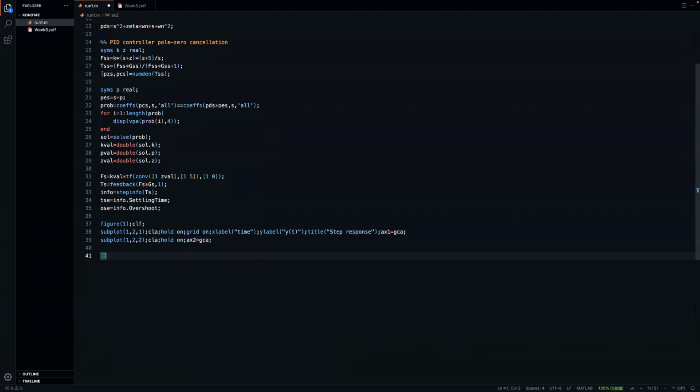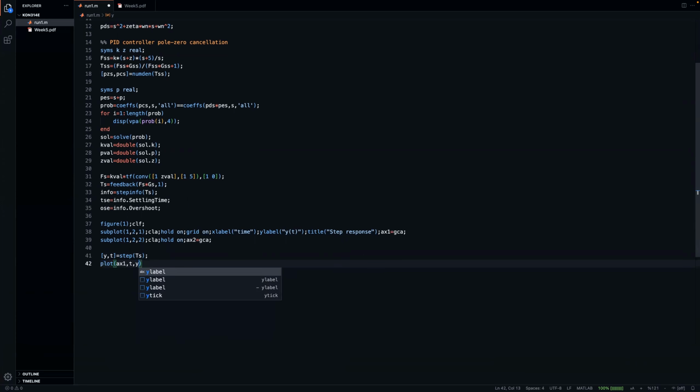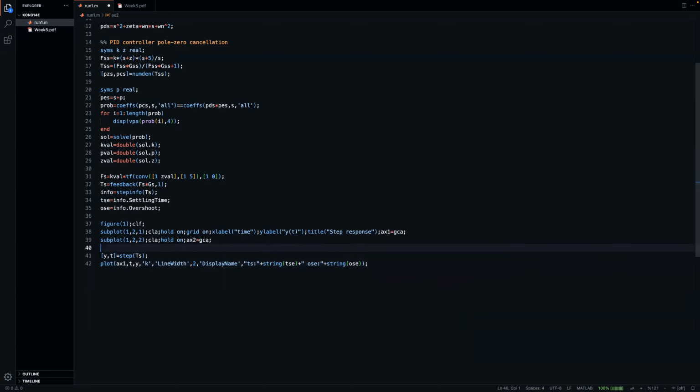Let's look for the step response. Y comma t, step ts. And then plot x1, t comma y. K. Line width 2. Maybe display name. Yes. Then overshoot. Like that.